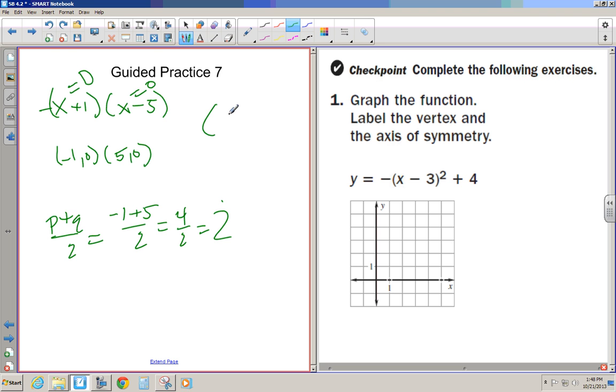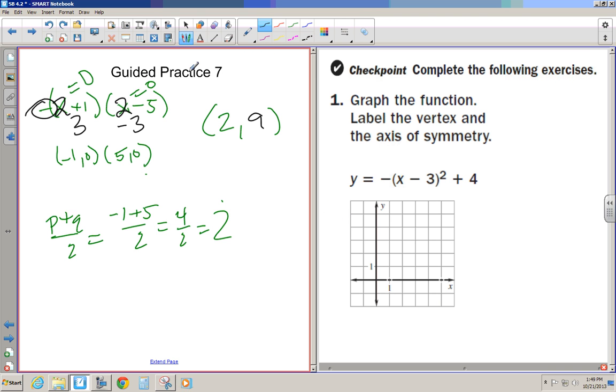So that means my vertex is at 2 comma some number. Well, let's plug in 2 for x. 2 plus 1 is 3. 2 minus 5 is negative 3. That's 3 times negative 3 is negative 9. But don't forget the outside negative, so it should be 9.